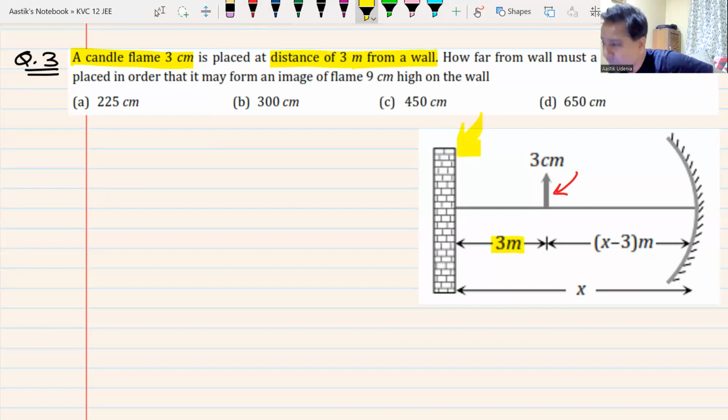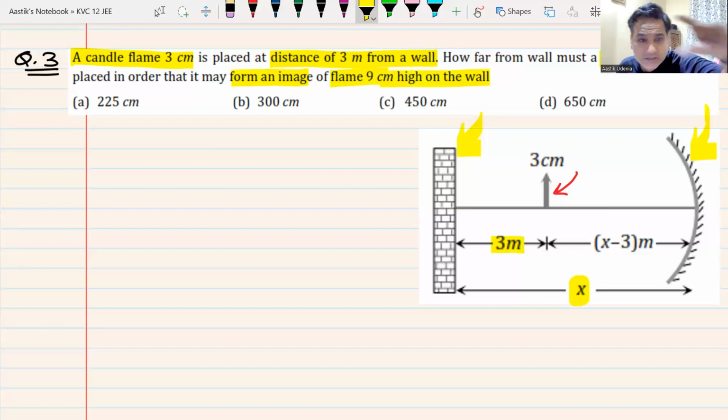How far from the wall must a concave mirror, so this is my concave mirror, be placed, so this distance is taken as x, in order that it may form an image of the flame 9 centimeters high on the wall? So the height of the image must be 9 centimeters on the wall.